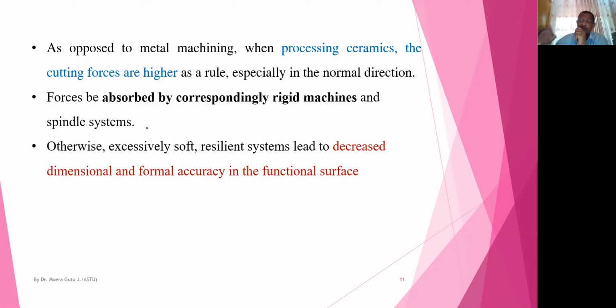So when machining hard materials, the cutting forces are very huge, so you need a rigid machine which can avoid vibration. Otherwise, excessively soft relation systems lead to decreased dimensional and form accuracy in the functional surface.